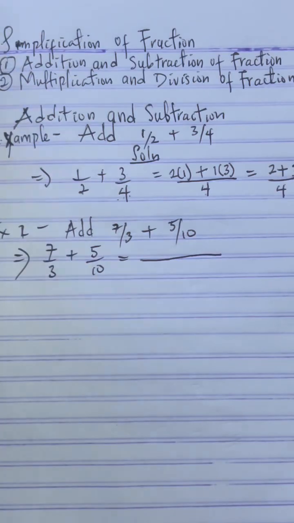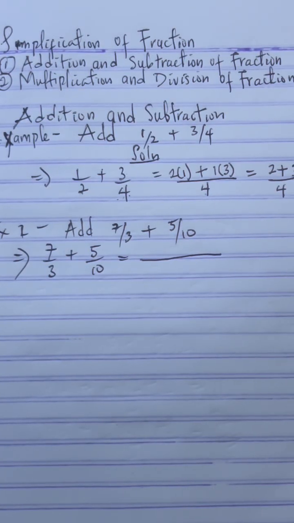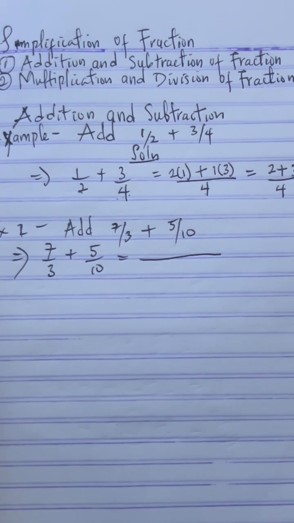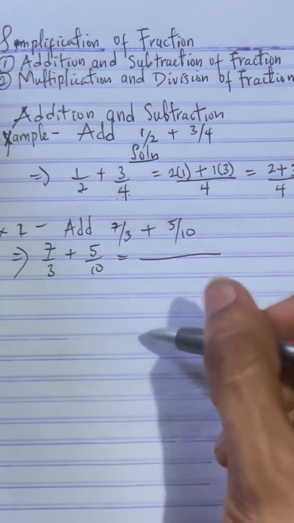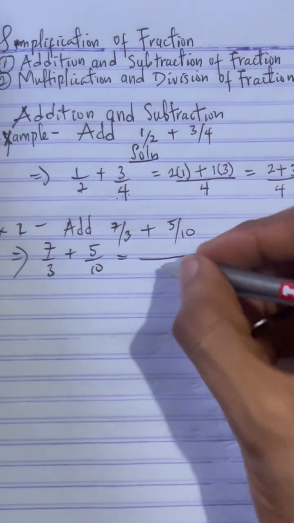You know, 3 cannot divide 10 without a remainder, and 3 is also not a factor of 10. So what you do as the LCM is you say 3 times 10, that is what? 30.